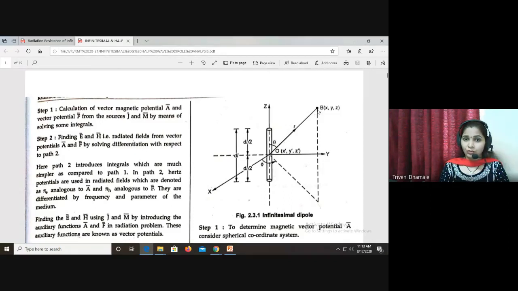Now here from this one point is B. Point B is there. Now see this dl by 2, dl by 2. Means at the center of this half portion is on upper side and second half is on the lower side, and this complete length is your lambda by 50. So this is the infinitesimal dipole.